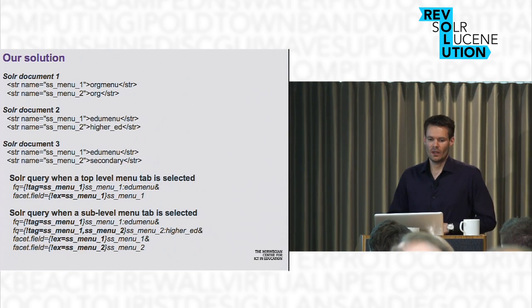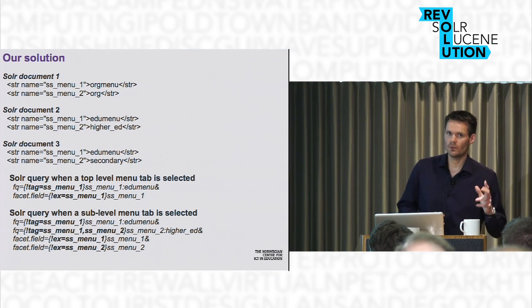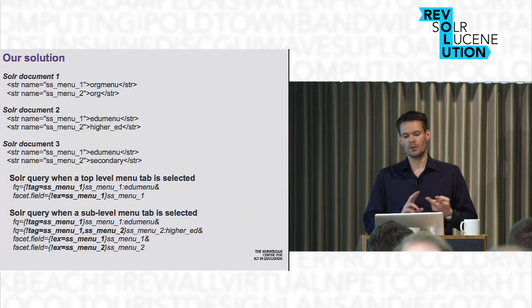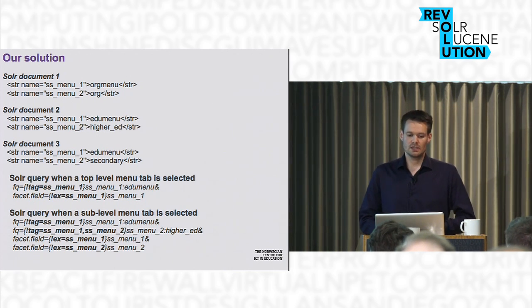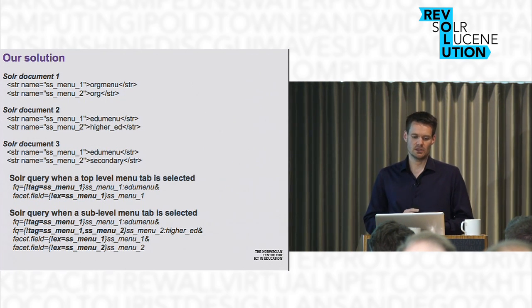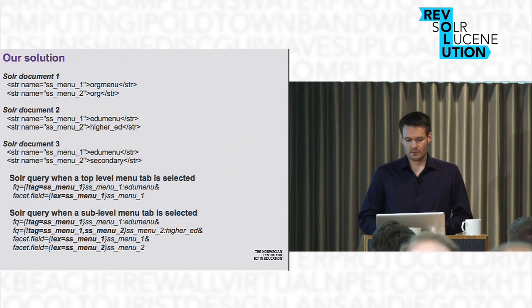Our solution was defining 2 fields. One field for the top-level menu and one field for the sub-level menu. The top-level menu facet is menu1, ss_menu1. It just means single string menu 1. And the sub-level is single string menu 2. So when you have those 2 fields, you can facet on them normally.